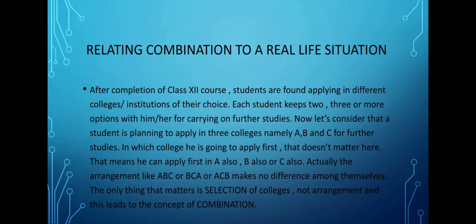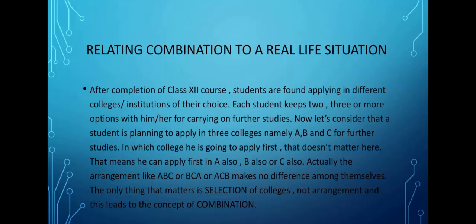He is opting for college A or college B or college C. Suppose he is going for college C first, then comes to B, then applies in A, that will make no difference. He may follow the order ABC, BCA, or ACB. Any of these orders he can follow. So the thing that matters here is the selection of the options.